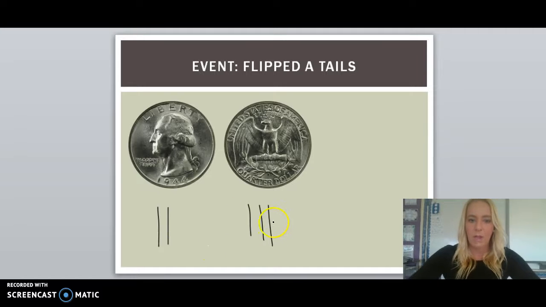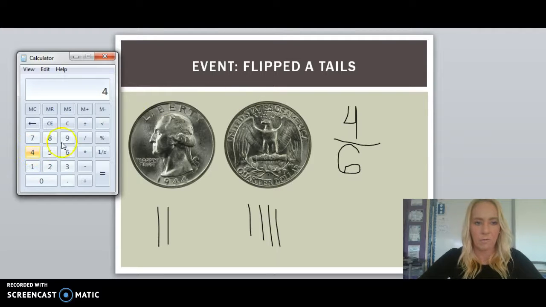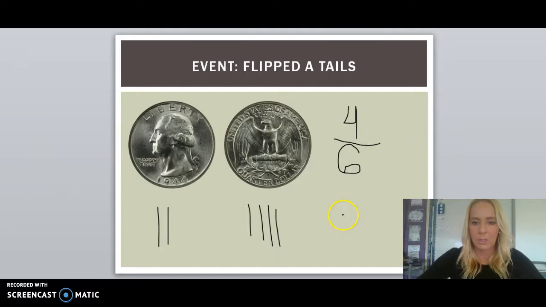Tails. Okay, so my experimental probability: my event was flipping tails. So I flipped tails 4 times out of 6 times. And I'm going to calculate my percent by dividing 4 by 6 times 100. So my experimental probability of flipping a tails is 66%.